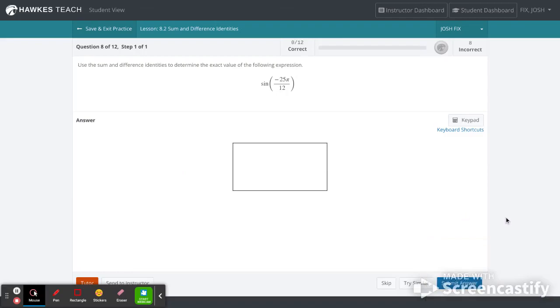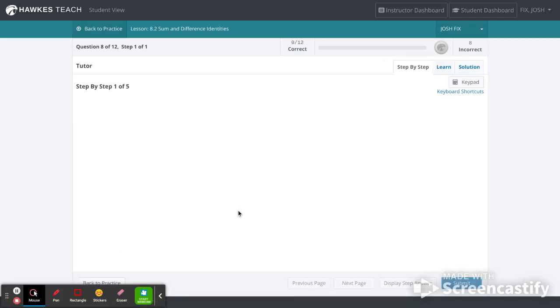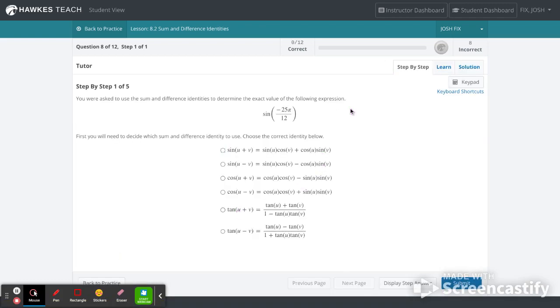All right, so to take a look at this, I'm going to use the tutor to walk through the steps to help a little bit with the organization of this. So if we use a tutor, we look at this step by step. In this case right here, I think we can do this one with addition.